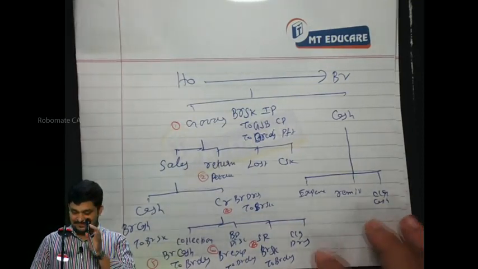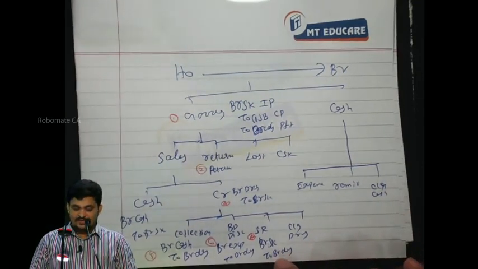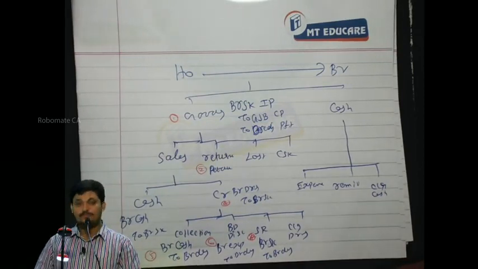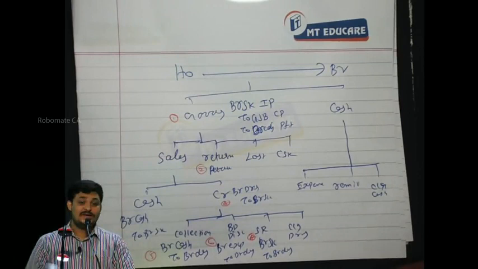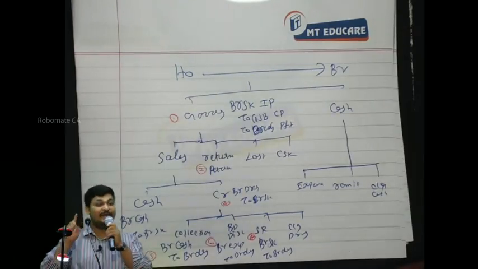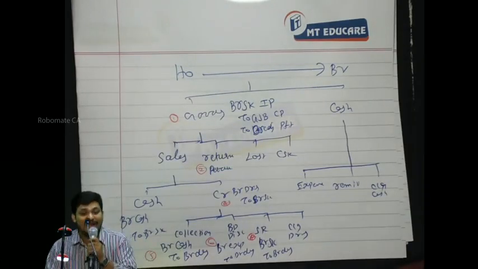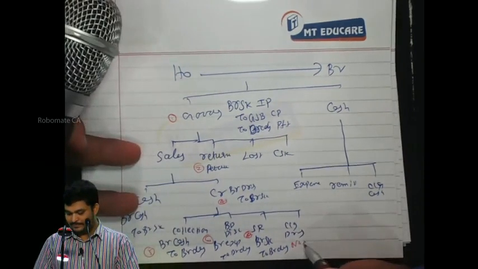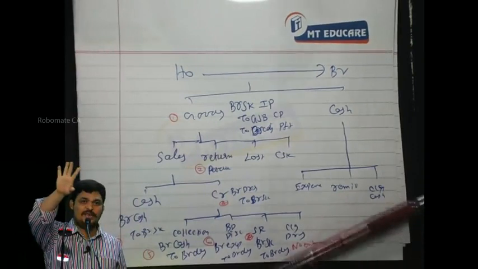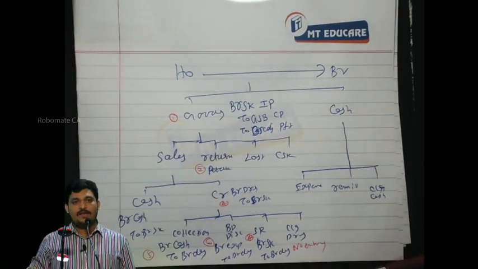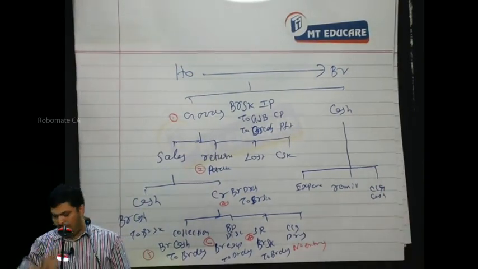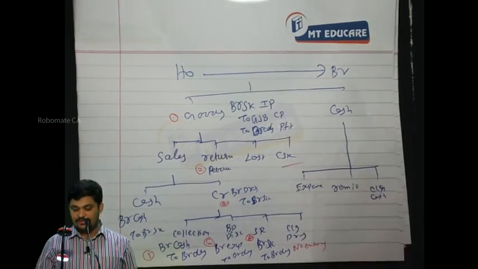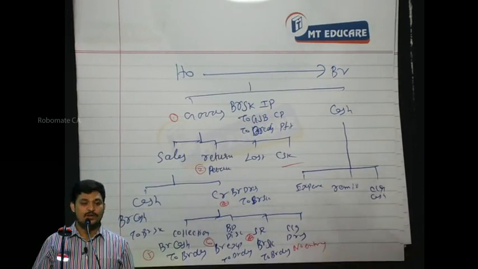So, sales returns: branch stock to branch debtors. Closing debtors, what entry? The normal entry for closing debtors is no entry. Here also no entry. Now listen, enough. Similarly, unless the financial statements are prepared, no entry for closing stock. So here also no entry.